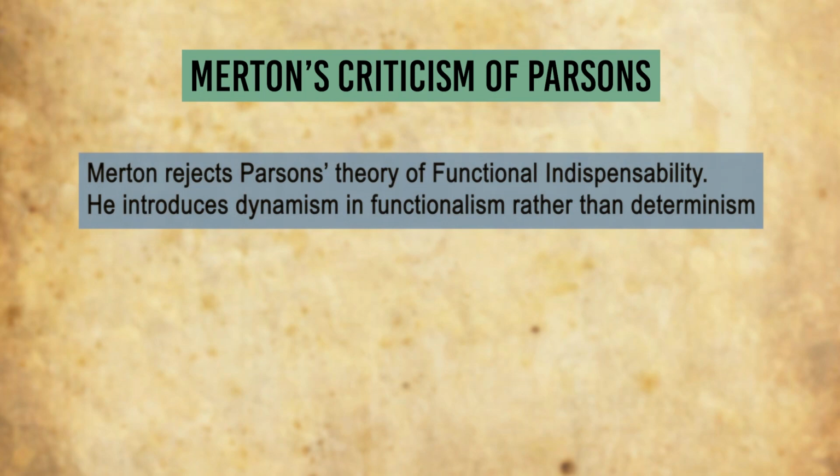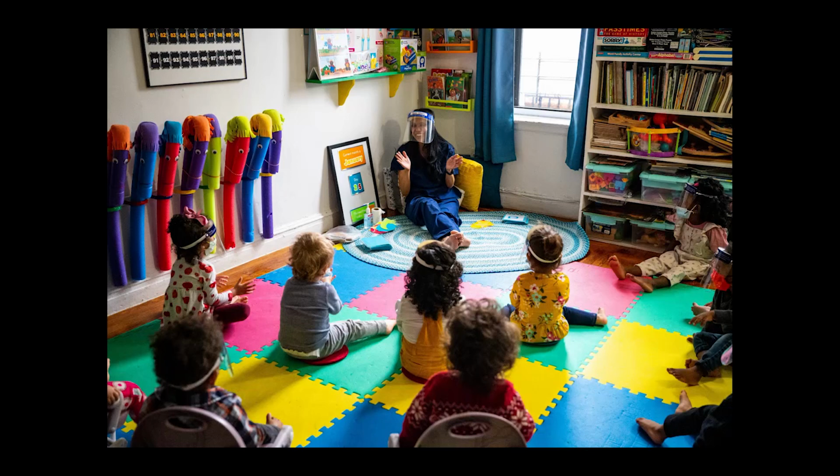Merton rejected Parsons' theory of functional indispensability. He introduced dynamism in functionalism rather than determinism. For example, in today's world, think of the daycare system. Parents and family have the basic function of taking care of the little ones. However, in today's world, we also use the daycare system which functions the same. So, Merton argues against that.